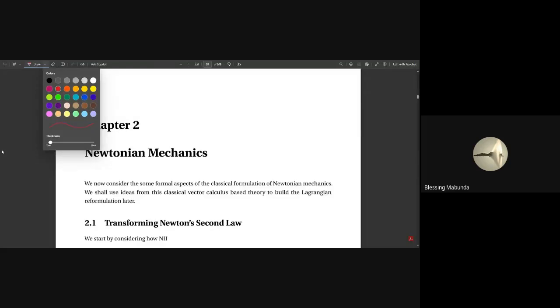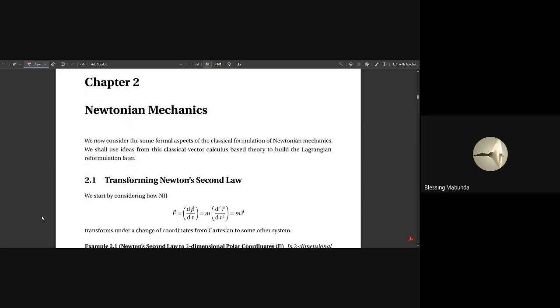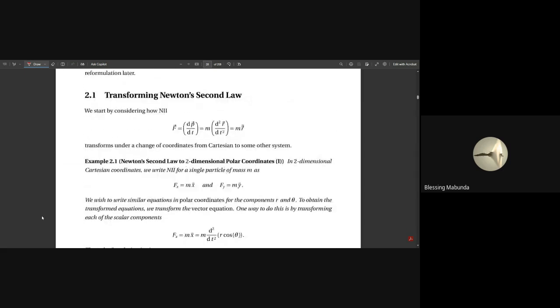Newtonian mechanics. Right, so if we do have time tonight, we'll do some questions as well. Section 2.1 deals with transforming Newton's second law.